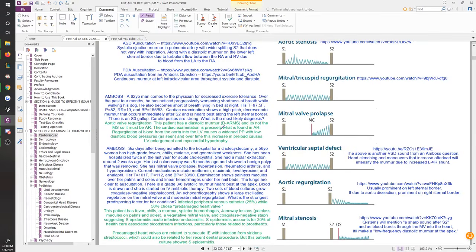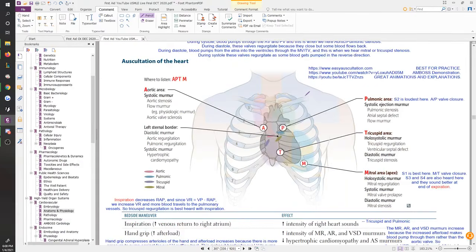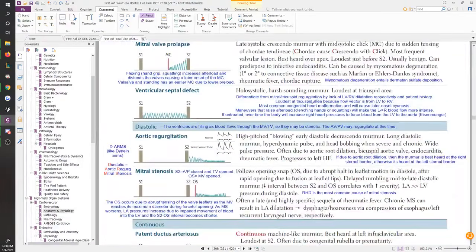The other thing is this mnemonic I had come up with, D-ARMS. I made that up when I was teaching Step 1. D-ARMS is to remind you that your only real diastolic murmurs are aortic regurgitation and mitral stenosis. Those are the only diastolic murmurs you're concerned with, and of course whatever is the equivalent of it on the other side, right? So that's what I wrote here, D-ARMS, like your dining arms. So diastolic is aortic regurgitation or mitral stenosis.